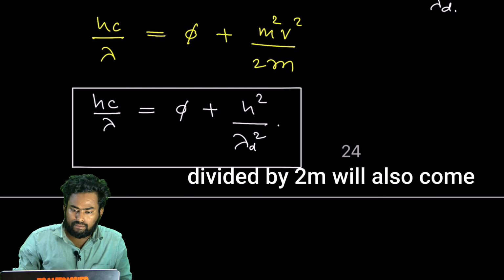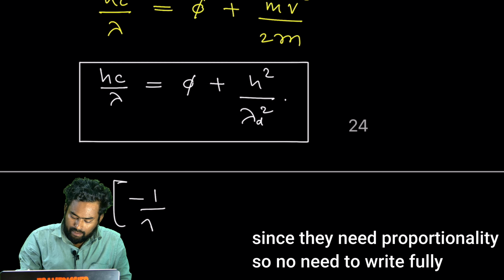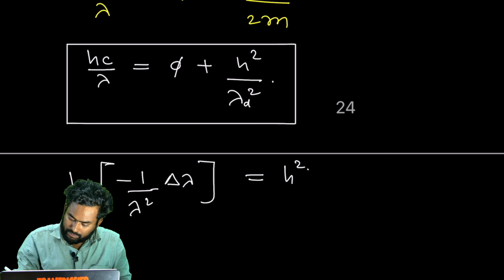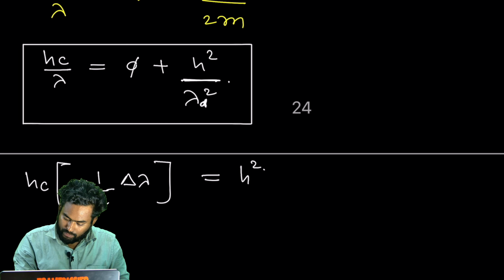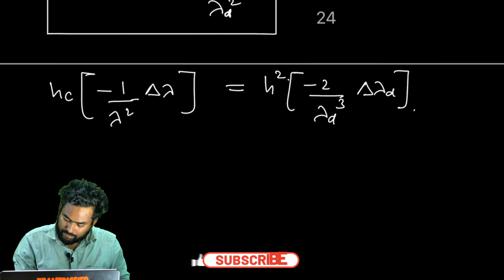Now differentiate this whole equation. hc times 1 by lambda, so it will become minus 1 by lambda square into delta lambda, or d lambda, that will be equal to phi 0, h square by lambda d square. So when you differentiate, it will become lambda d power minus 2, so minus 2 will come out upon lambda d power 3 into delta lambda d.